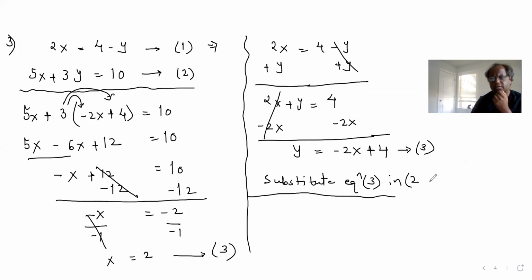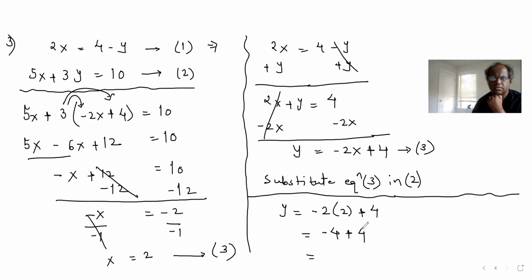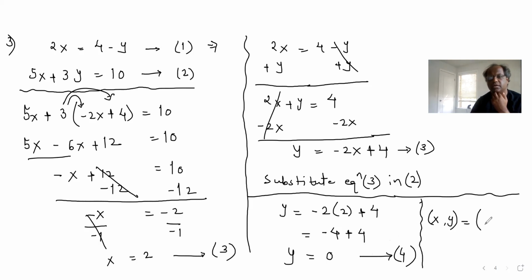I will substitute this. Where can I substitute? I can use it in 1 or number 3. Okay, number 3. Y will be minus 2 times 2 plus 4, minus 4 plus 4 is equal to 0. Okay. Yeah, I hate this. After doing so much, the answer is 0. Let me check whether it's correct. Yes. And don't forget to write the answer as an ordered pair, 2 and 0.